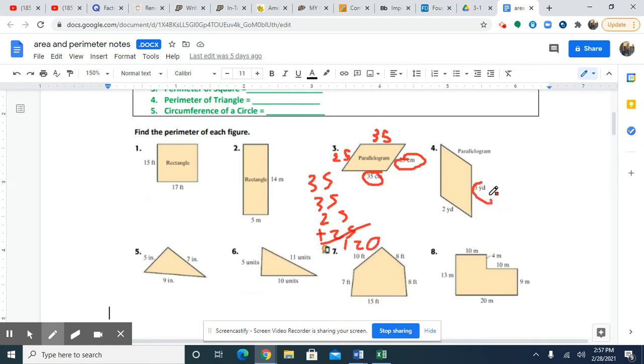So on this other example, we have 3 and 3, 2 and 2. I'm just going to skip a step and say 3 and 3, that's 6. 2 and 2 is 4. So add those two together would be equal to 10.